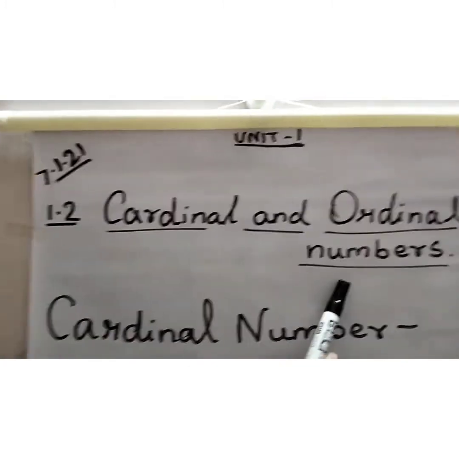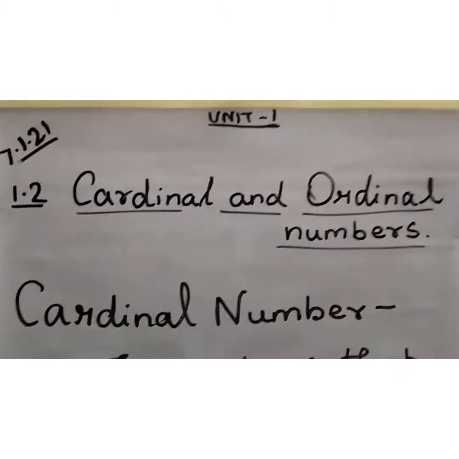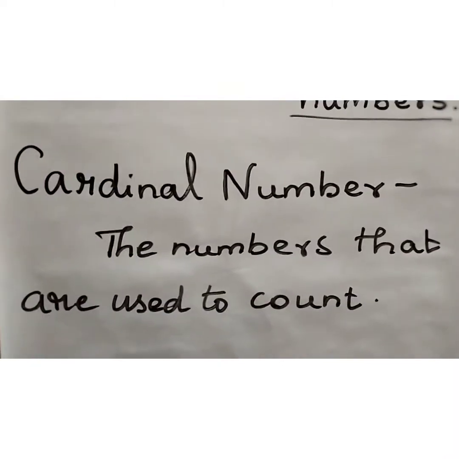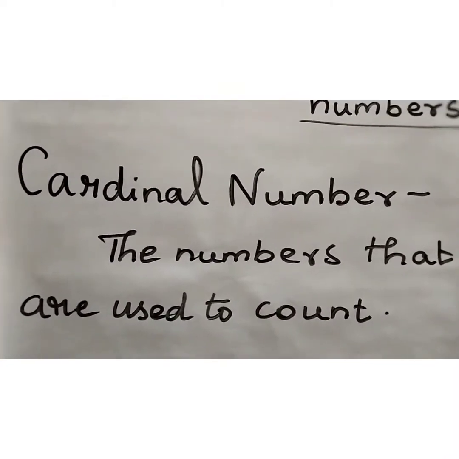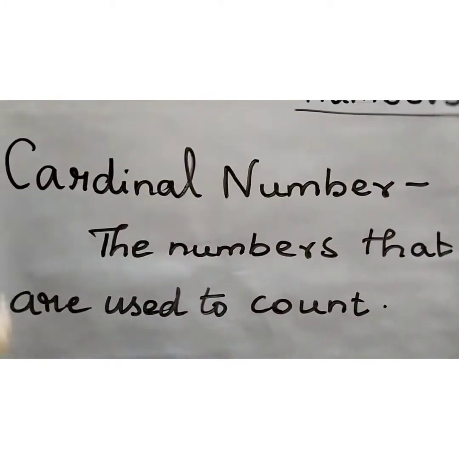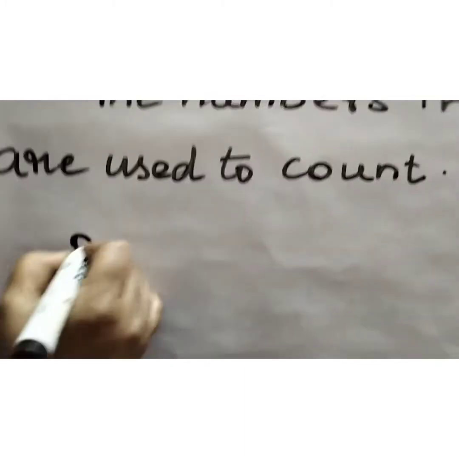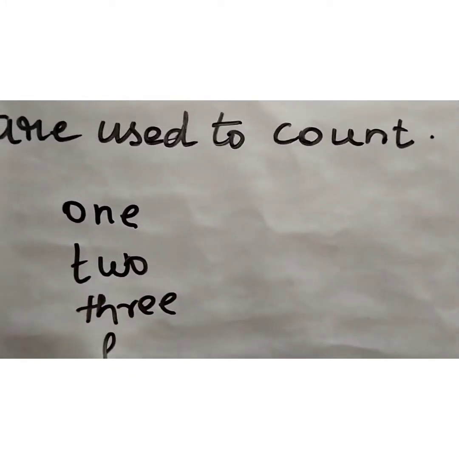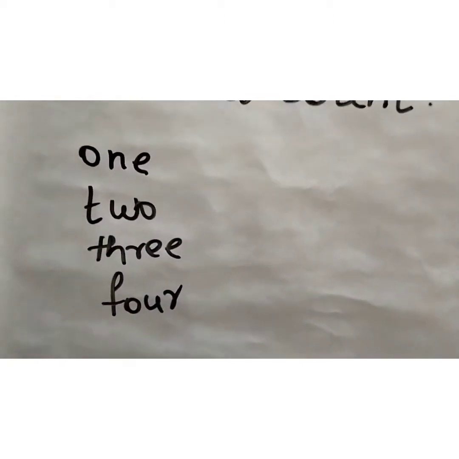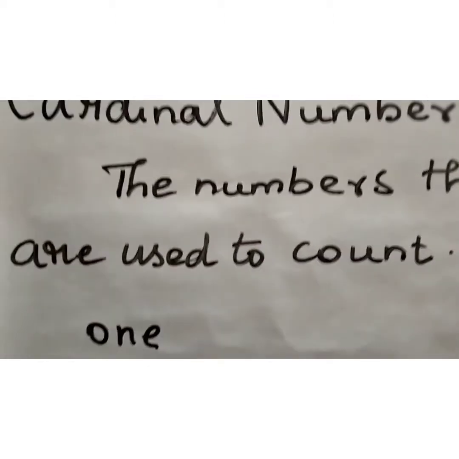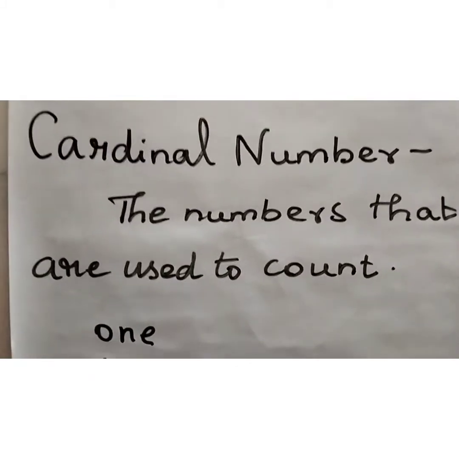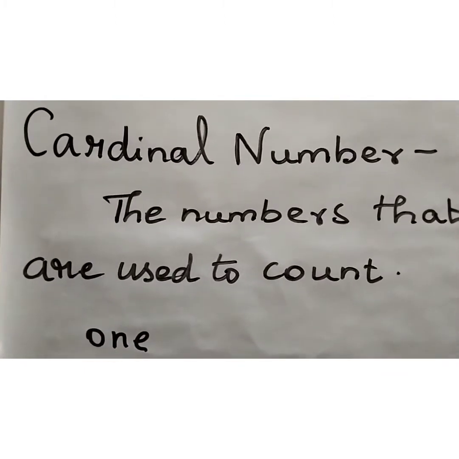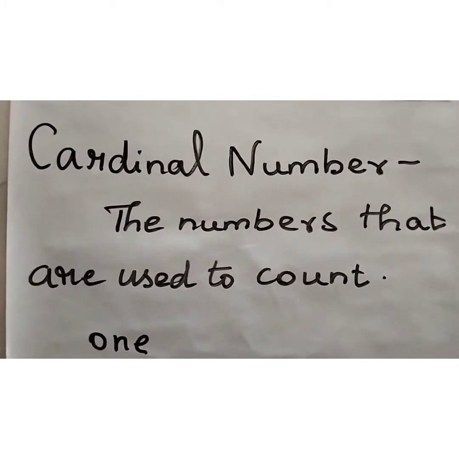Cardinal and ordinal numbers. So what is a cardinal number? We have learned cardinal and ordinal numbers in term 2, isn't it? The numbers that are used to count are called cardinal numbers. For example, 1, 2, 3, 4, 5, 6, like that. They are called cardinal numbers. 1 pencil, 2 erasers, 3 crayons. So the numbers that are used to count are called cardinal numbers.